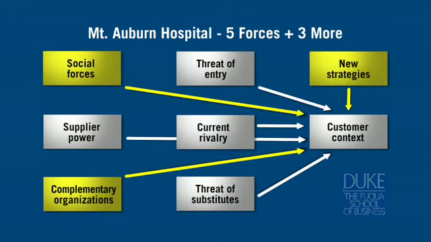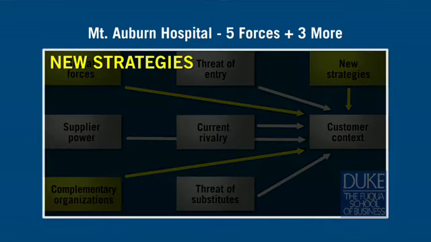So across the 5 traditional forces, change in the customers, change in rivals, change in suppliers, potential entrants emerging, potential substitutes emerging. New strategies, certainly related to some of the pieces we've seen, the growth in ambulatory care.